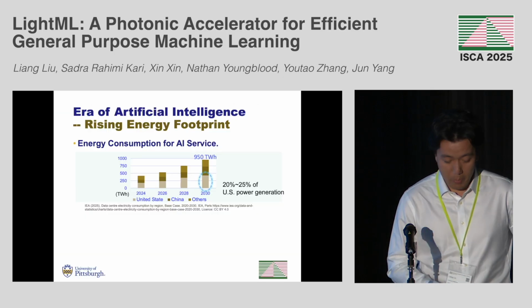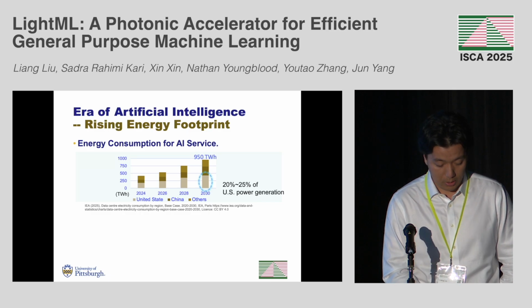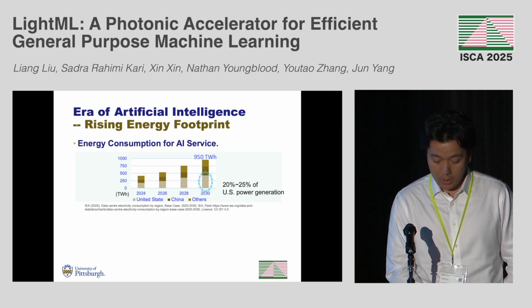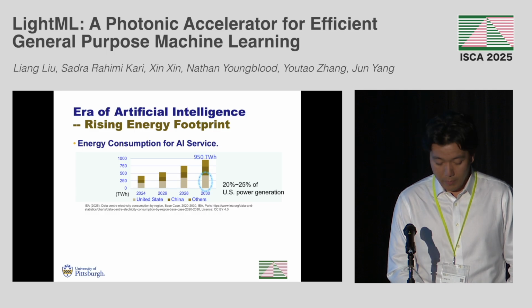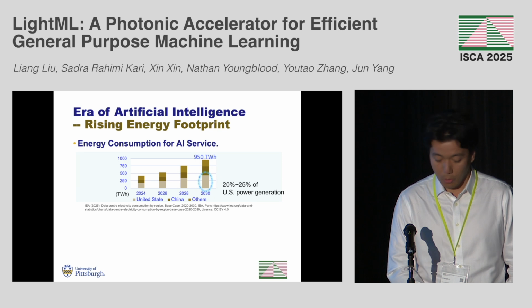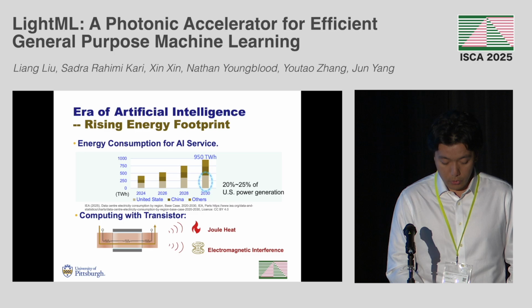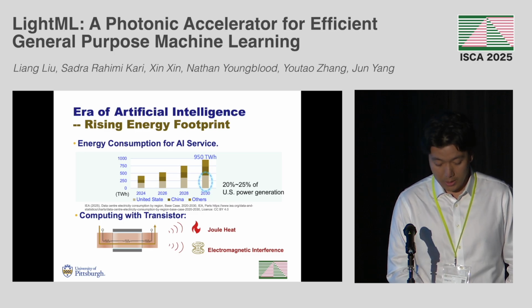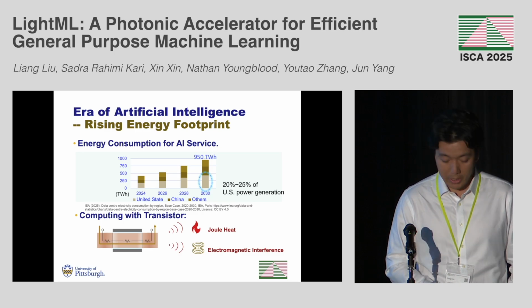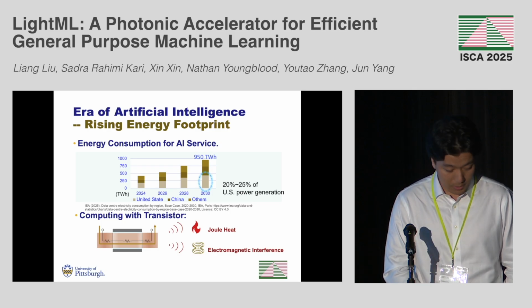And today we may have witnessed the rise of AI technology. This work stands from the perspective of energy consumption. According to a technical report, the energy consumption of AI is growing larger and larger. By 2030, it will spectacularly rise to 20 or 25% of the entire power generation. And modern GPUs are built upon transistors, which come with physical limitations, such as Joule heating and electromagnetic interference.